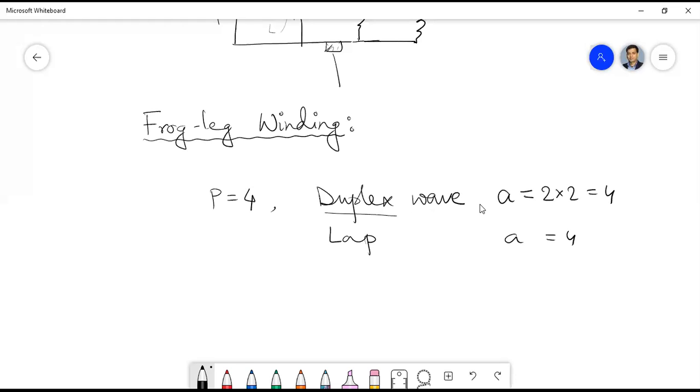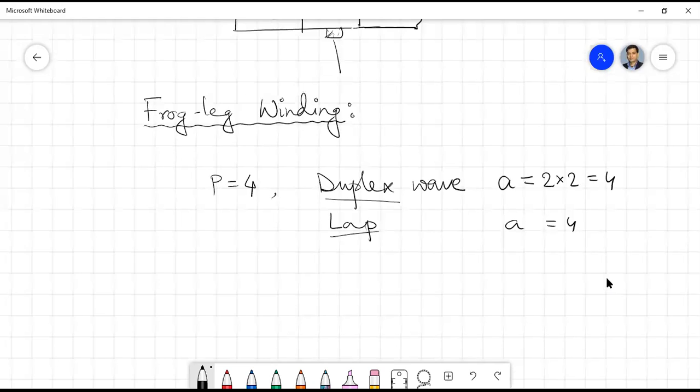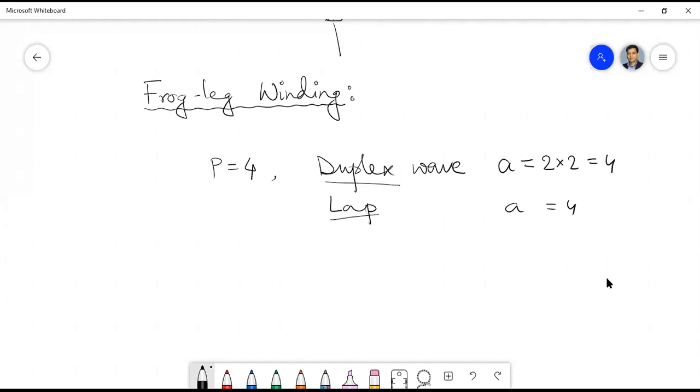So it uses a duplex wave winding and a lap winding. So this is how it becomes four in both the cases, four parallel paths, and ultimately it gives eight parallel paths. So twice P parallel paths, and I will show you one of the frog leg winding.